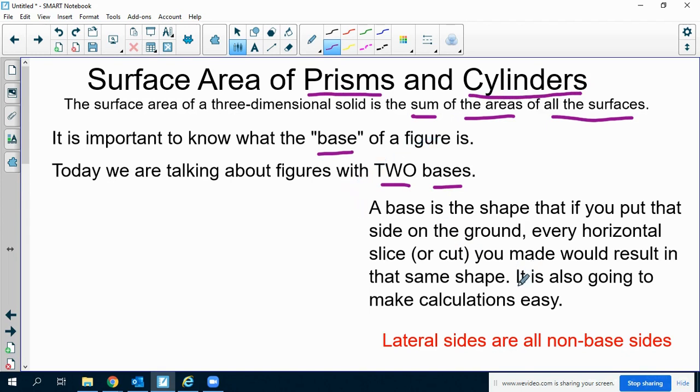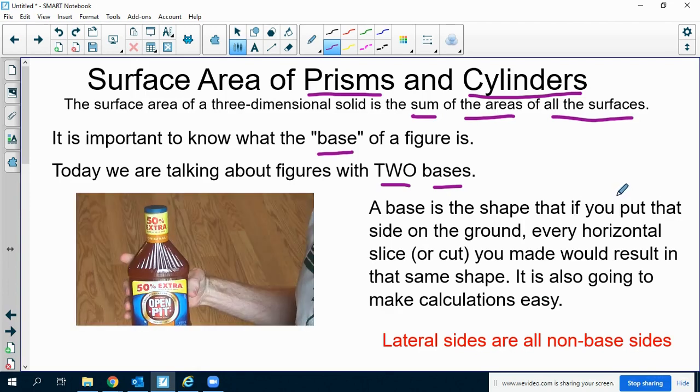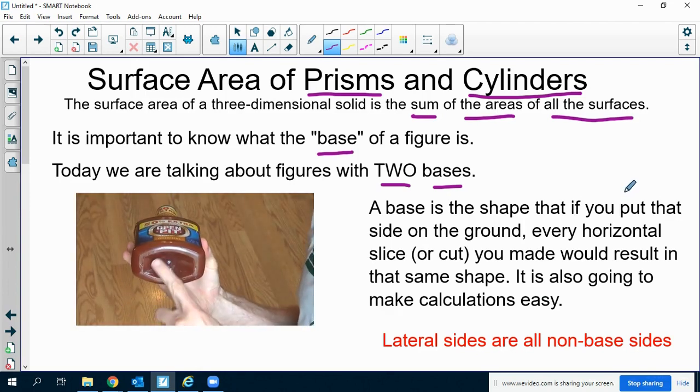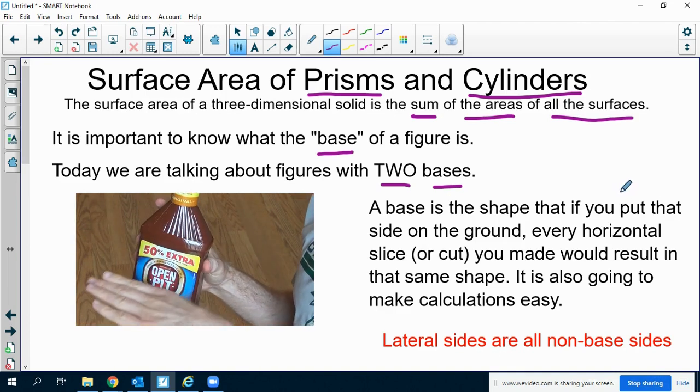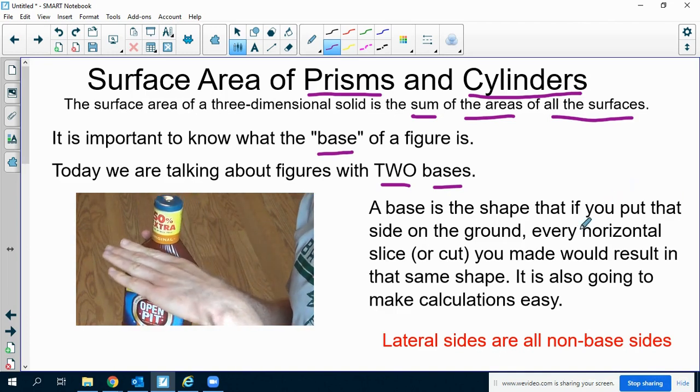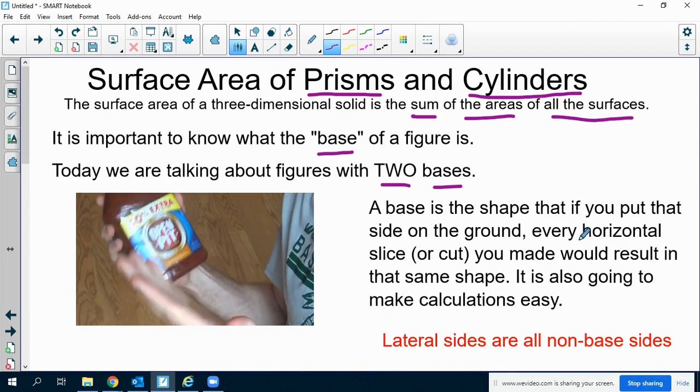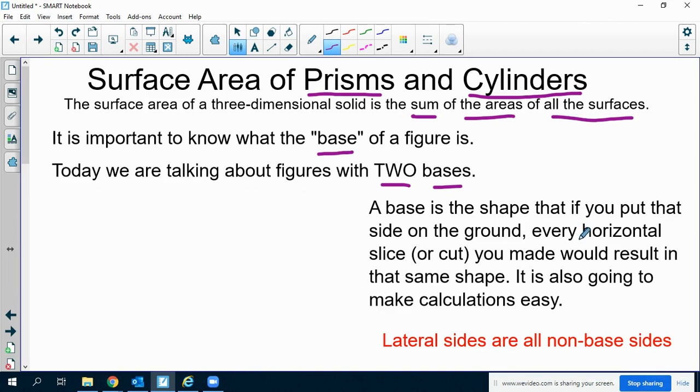So when we're talking about shapes, we're going to only talk about easy shapes. So shapes where it's very clear what's happening and it's going to make calculations easy. So as you see over on the left side of the screen, the barbecue sauce container, while it may be possible to calculate the area of this, there is no shape in this container where if you put some side on the ground, every horizontal slice would result in exactly the same shape just because of the way that it's shaped. Therefore, we're not going to talk about containers like that.